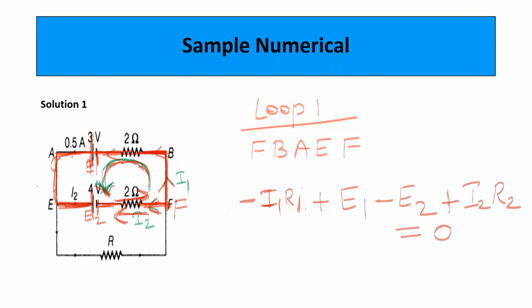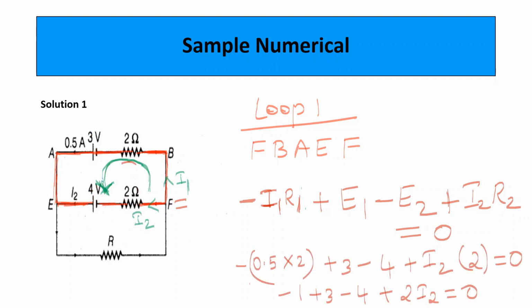Now we can substitute the values. I1 is 0.5, R1 is 2, therefore I1 R1 is 0.5 into 2, plus E1 is given as 3, E2 is 4, and I2 we don't know the value, we have to find out that. R2 is given in the question as 2. When you substitute these values, you will get minus 1 plus 3 minus 4 plus 2 I2 is equal to 0. What is that? Minus 5 plus 3 which is equal to minus 2. Minus 2 plus 2I2 is equal to 0, or you can say 2I2 is equal to 2 and I2 is equal to 1 ampere.